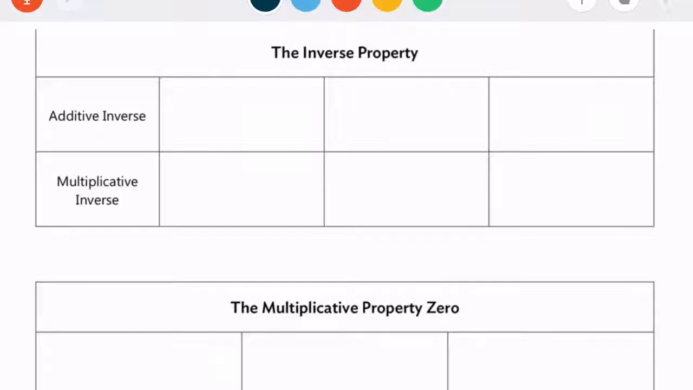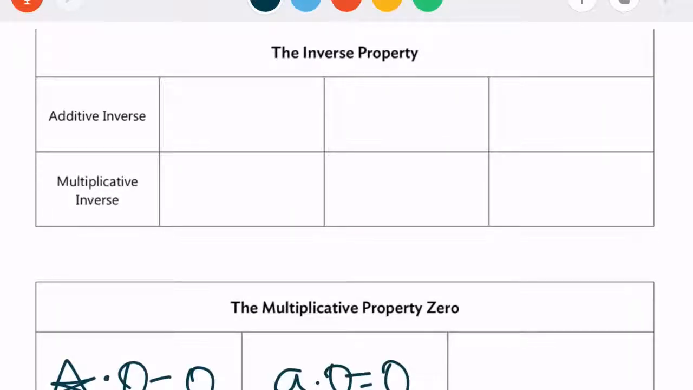Last one, the multiplicative property of 0. This is exactly how it sounds, the multiplicative property of 0. Anything times 0 is 0. So star times 0, well, that's 0. A times 0, that's also 0. 17 times 0 is 0. So all the multiplicative property of 0 says is anything times 0 is 0.